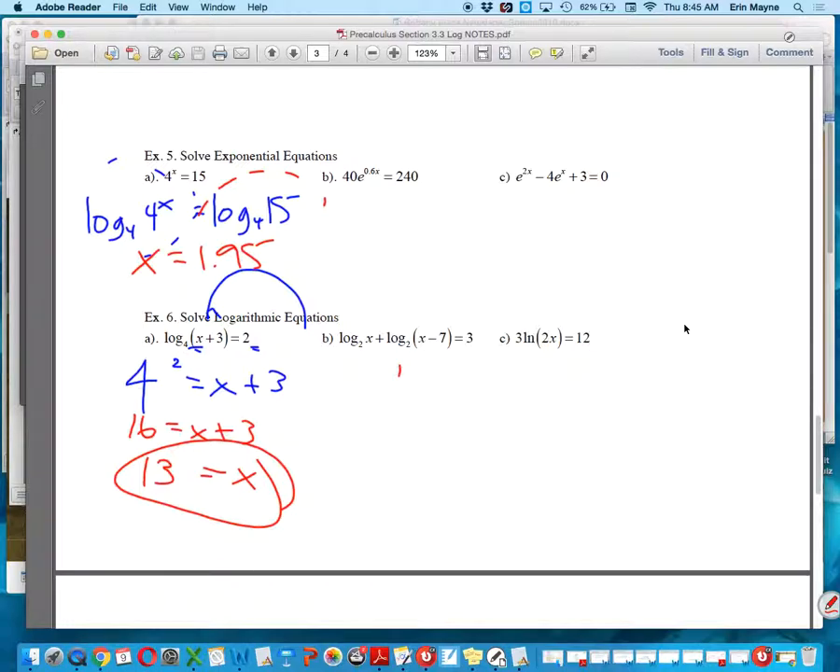Now, perhaps the trickiest one is going to be letter C. So hold off on that. We won't do that one until tomorrow. Okay? What I would like you to do really quickly is B, B, and C. Go.